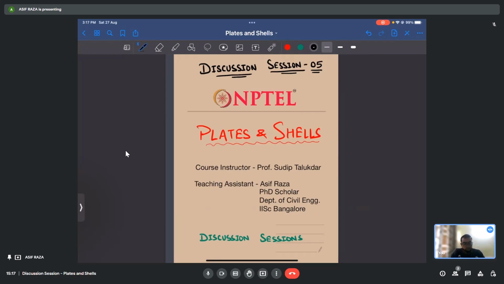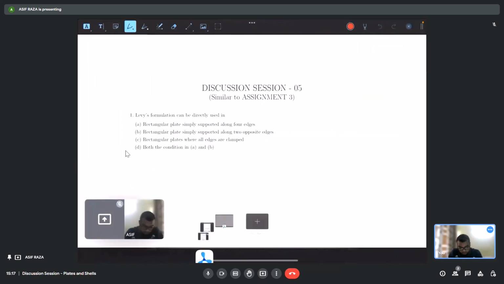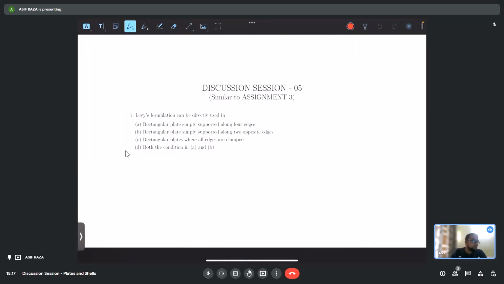So today we are going to discuss questions relevant to assignment 3. So without any more delay, let's start. The first question is, the Levy's formulation can be directly used in. The first option is a rectangular plate simply supported along four edges. Second option is a rectangular plate simply supported along two opposite edges. The third option is rectangular plates where all edges are clamped. And the fourth option is option number 1 and 2 both.